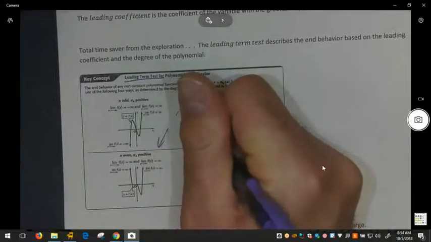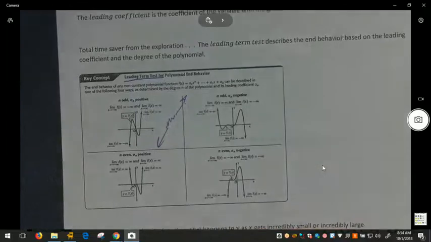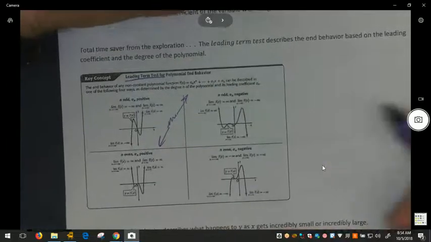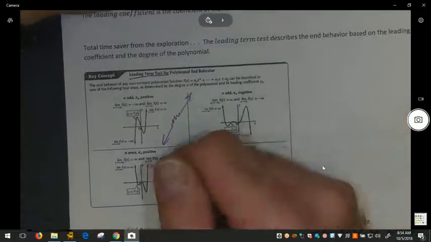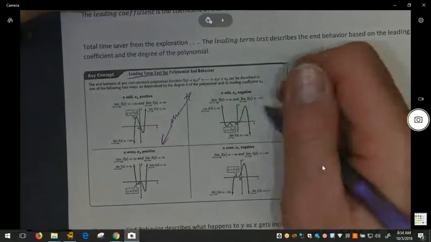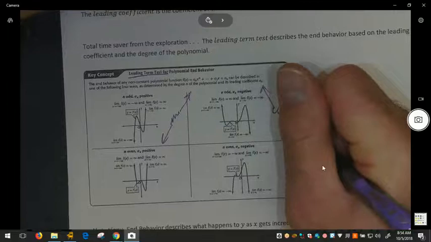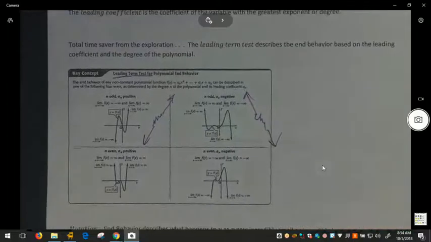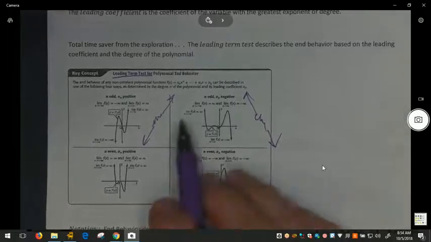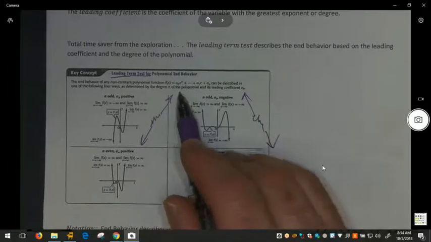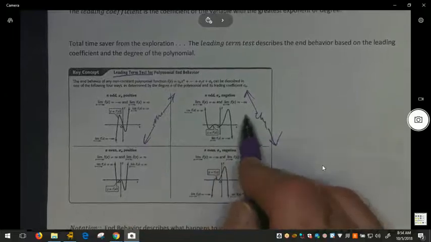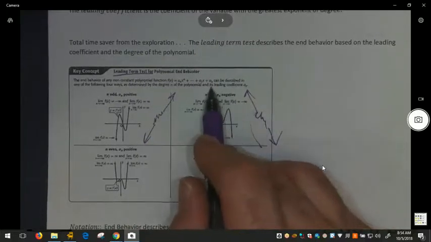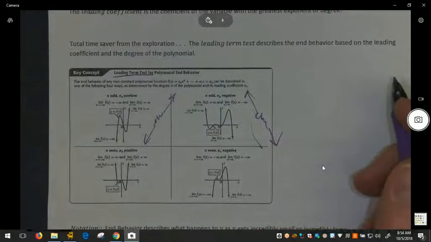An odd function acts like a linear function. It just has turning points and x-intercepts in the middle. But the end behavior for an odd function is much like that for a line, which is also an odd degree, x to the first. It will either go up as you go to the right and down as you go to the left, or down as you go to the right and up as you go to the left.